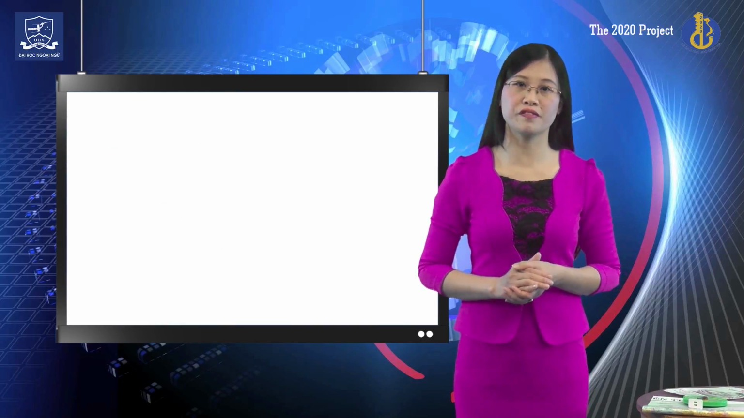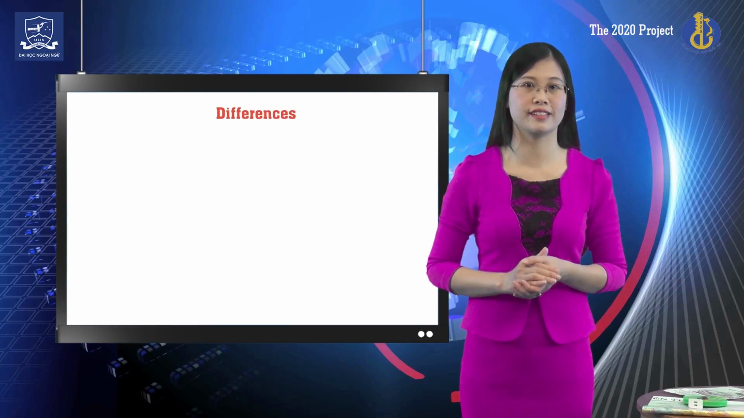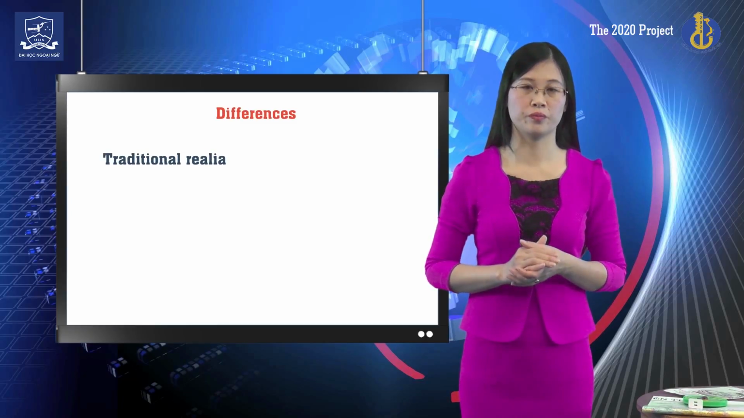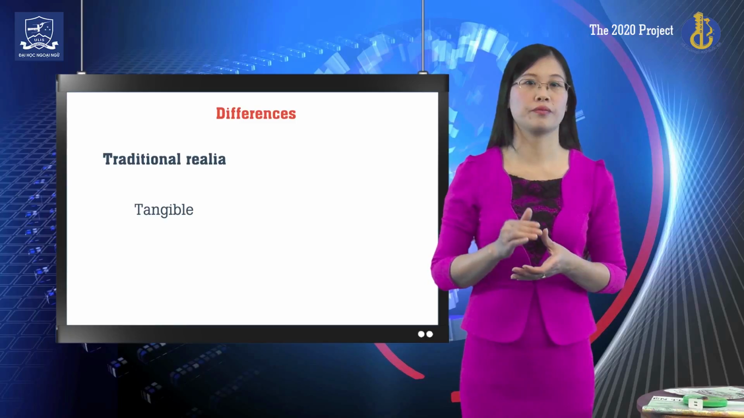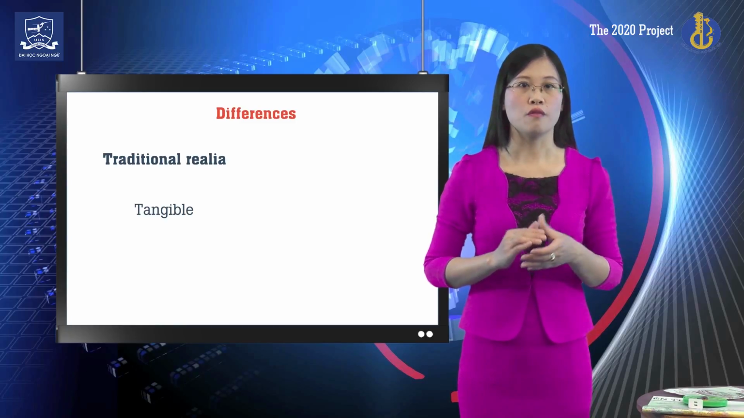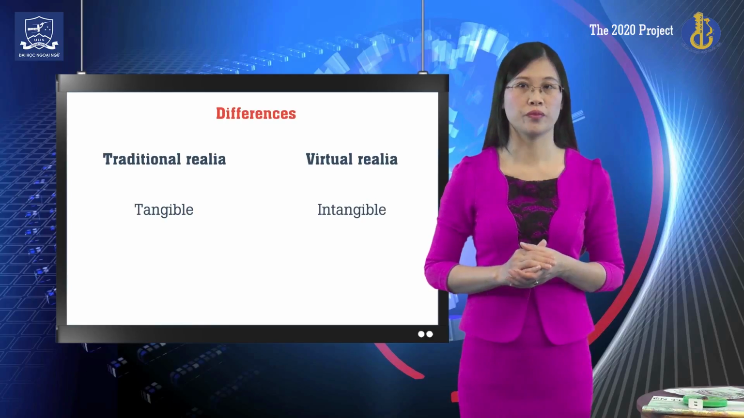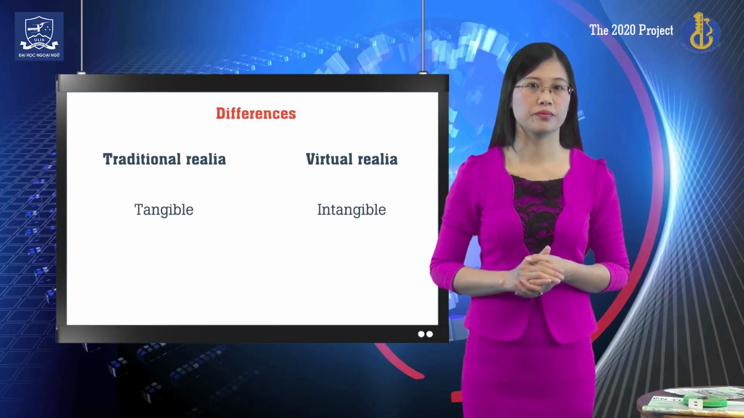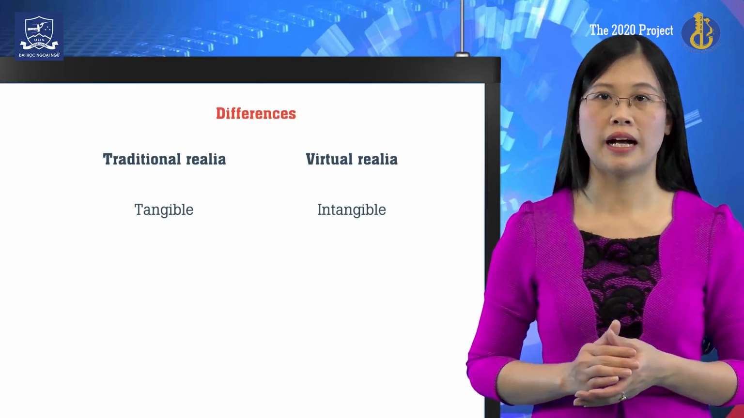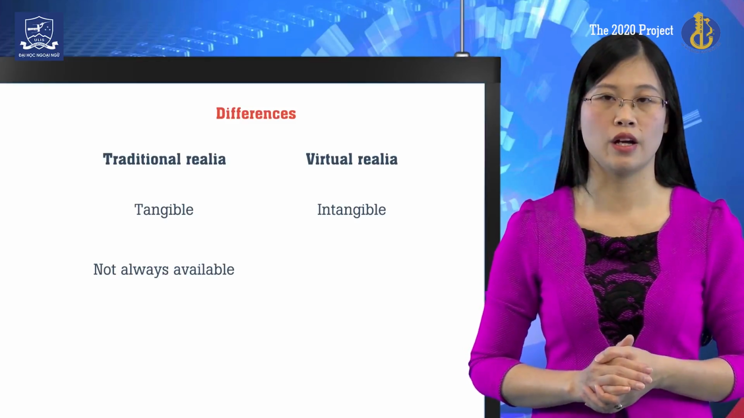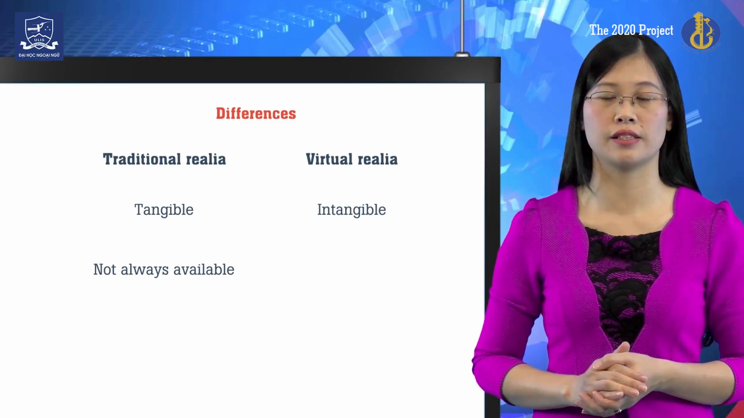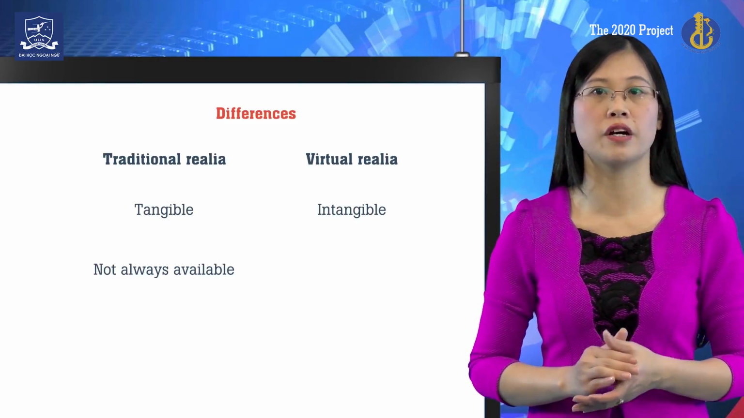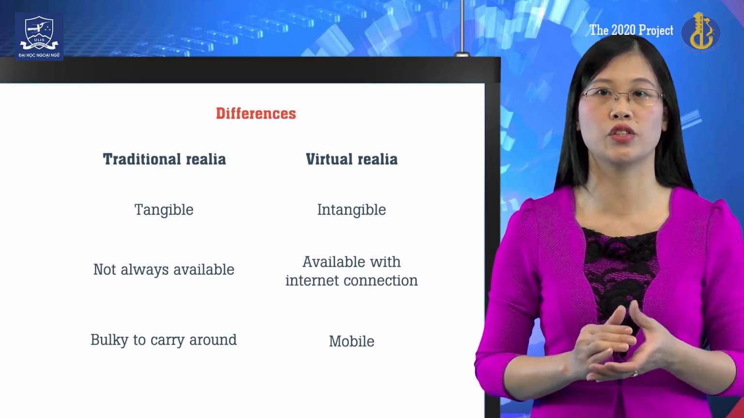However, there are some differences between these two teaching aids. While traditional realia are tangible, that is, we can touch and even feel them, virtual realia are intangible, that is, we can see but cannot touch them. Traditional realia are not always available and handy for teachers to use in class, but virtual realia are available if you have an electronic device connected to the internet.